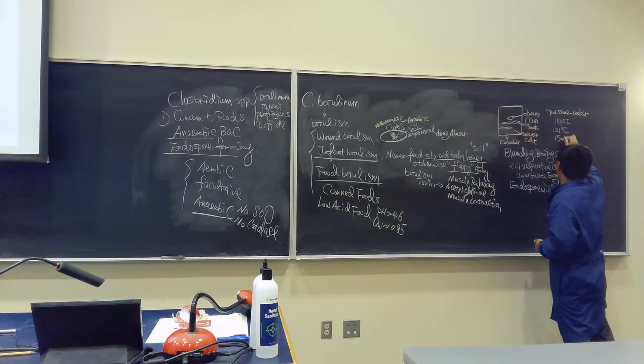Now, how are we going to drop the pH? Remember, a pH of more than 4.6 is not good because endospores will grow. How do we do it? People add lemon juice or vinegar to decrease the pH below 4.6.